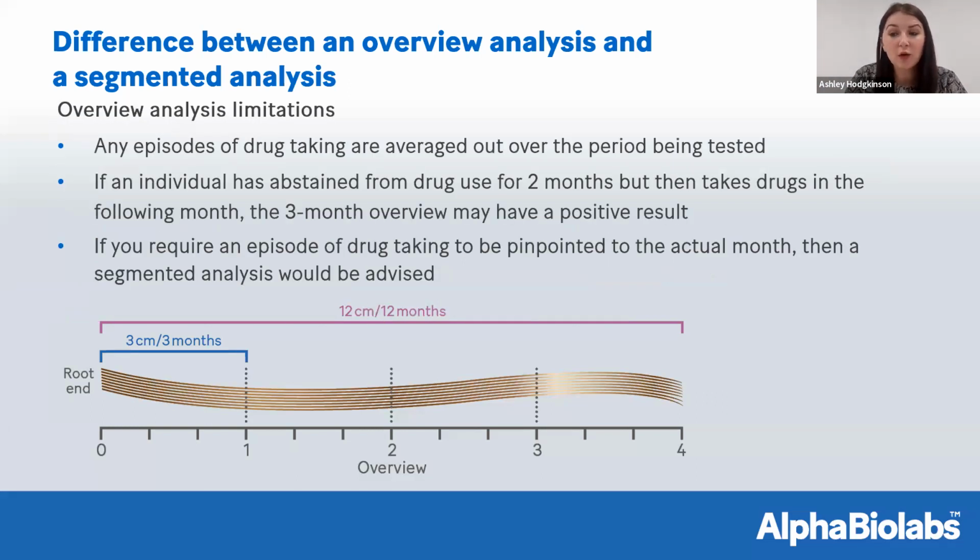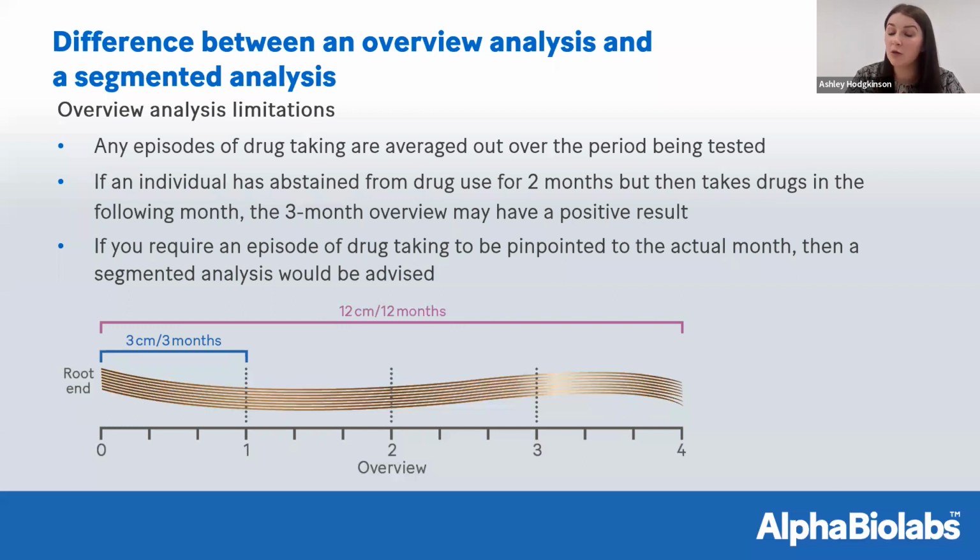The limitations of an overview, why some people opt for segmented over overview, is basically what we were just talking about. So because you're looking at timeframes as a whole, if you are unsure of what the results are, or you're wanting to look at patterns and trends within a sample, an overview isn't necessarily always the best option. Some people want to look at it in further detail, so they want to look at each month individually, not in 3-month groups. For instance, if I was being tested and I'd abstained for the first 2 months, but then I'd used in the 3rd month, I may then show as a positive in my overview sample because I'd used during that time frame and it was enough to show within my result.